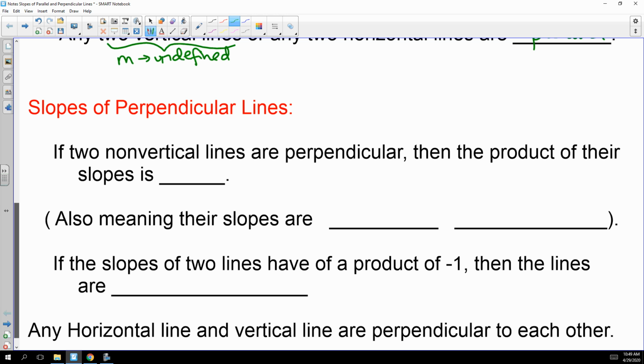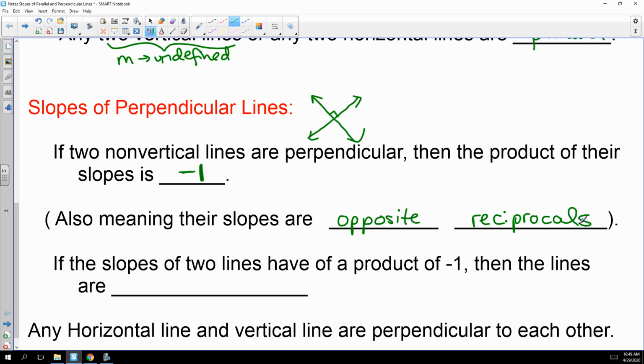If two non-vertical lines are perpendicular, meaning they intersect to form right angles, then the product of their slopes is -1. Another way to understand that is that their slopes are opposite reciprocals. By opposite, I mean opposite sign, and reciprocals means that you just flip your number over. Recall that numbers like 1/2 and 2 are reciprocals.